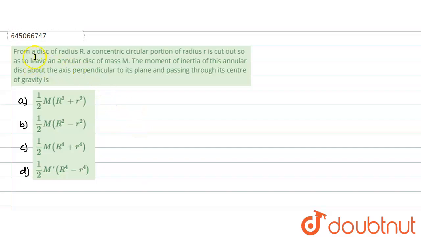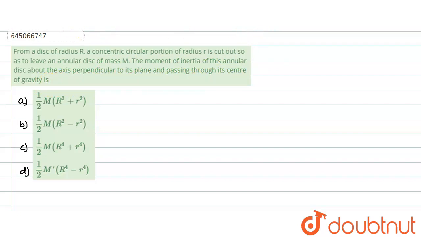Hello everyone, let us start with our question. In this question, what is given? That there is a disk of radius R and a concentric circular portion of radius small r is cut out so as to leave an annular disk of mass capital M. Now the moment of inertia of this annular disk about an axis perpendicular to its plane and passing through the center of gravity is, we need to find this value.